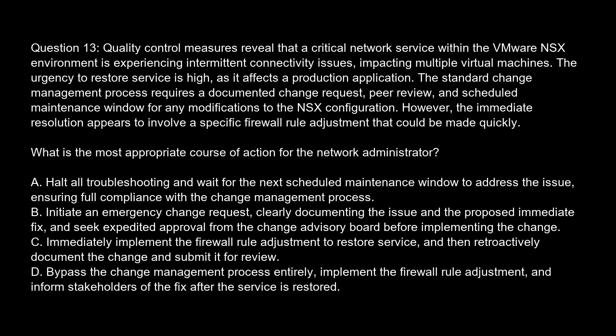Option A. Halt all troubleshooting and wait for the next scheduled maintenance window to address the issue, ensuring full compliance with the change management process. Option B. Initiate an emergency change request, clearly documenting the issue and the proposed immediate fix, and seek expedited approval from the Change Advisory Board before implementing the change. Option C. Immediately implement the firewall rule adjustment to restore service, and then retroactively document the change and submit it for review. Option D. Bypass the change management process entirely, implement the firewall rule adjustment, and inform stakeholders of the fix after the service is restored.